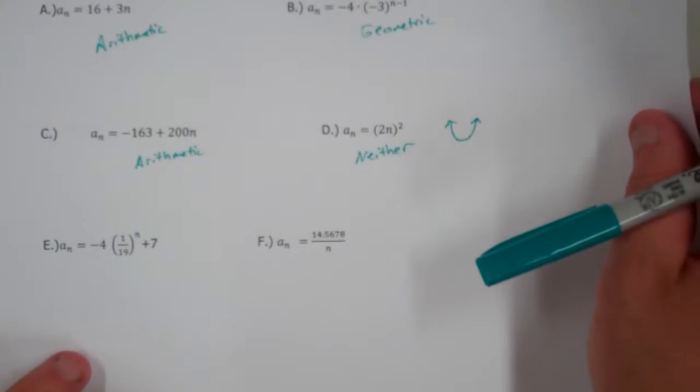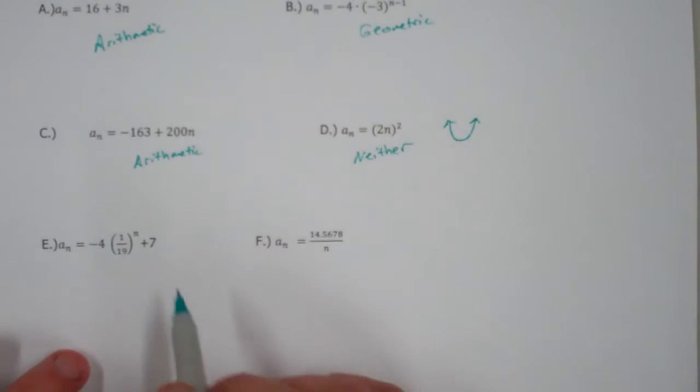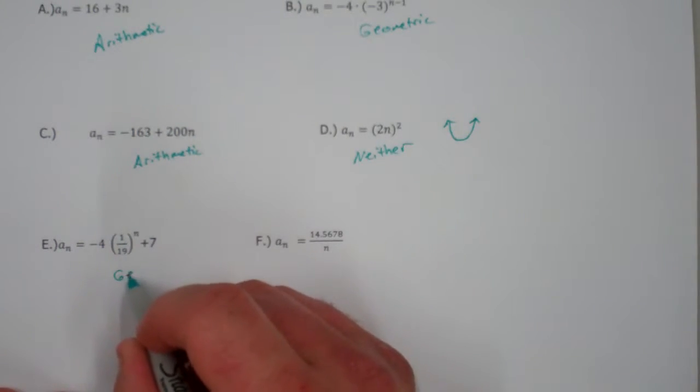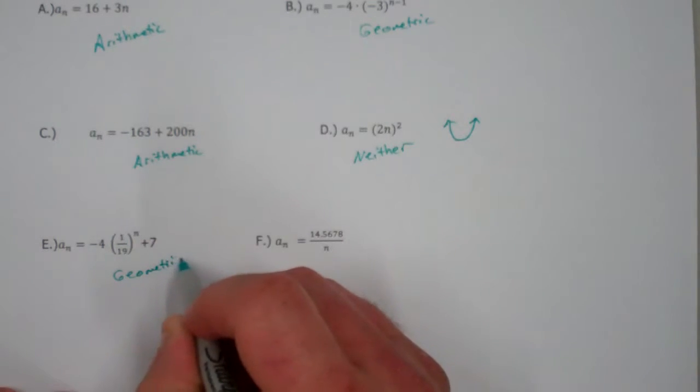E is a little tricky, but you can see that in the exponent position here, you have an n, and so this one will be geometric.